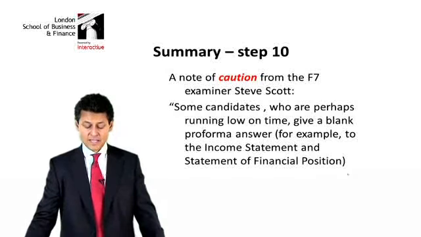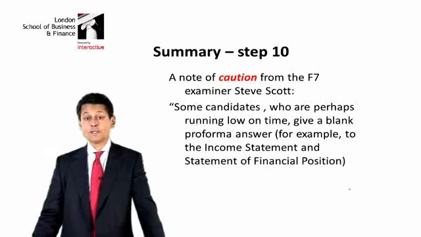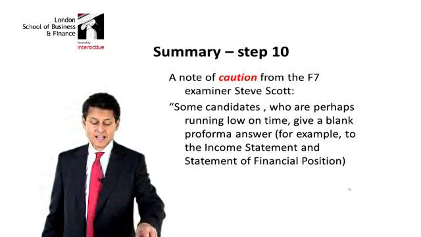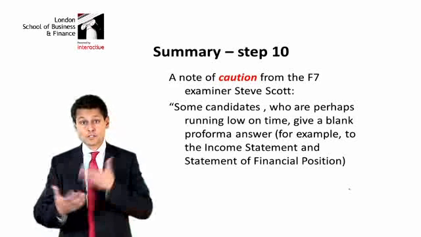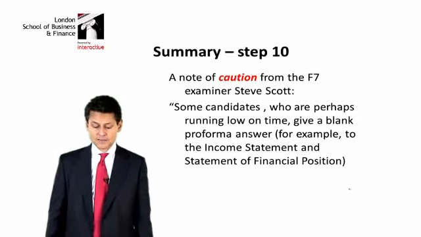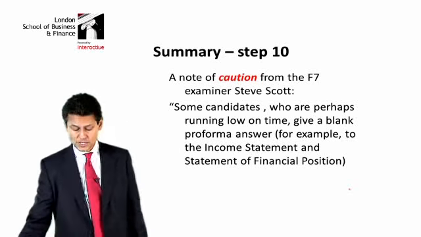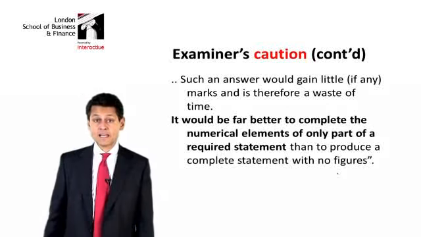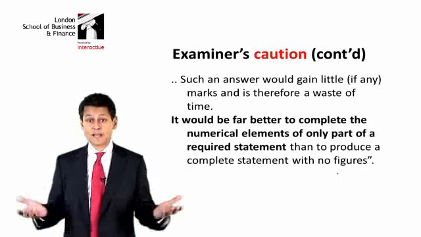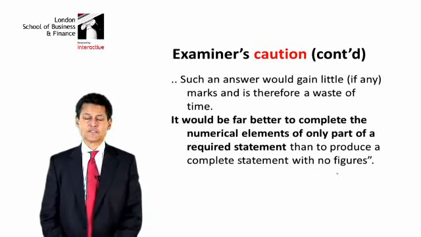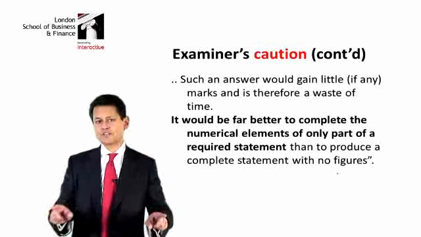A note of caution from the F7 examiner. I copied this out from a real examiner's feedback. As you know, it's published in the Student Accountant magazine. Some candidates who are perhaps running low on time give a blank pro forma answer, for example, to the income statement and the statement of financial position. Such an answer would gain little, if any, marks. The examiner is saying he might give 0 for that, him and his team of markers, and it is therefore a waste of time. The examiner is saying your method is a waste of time.